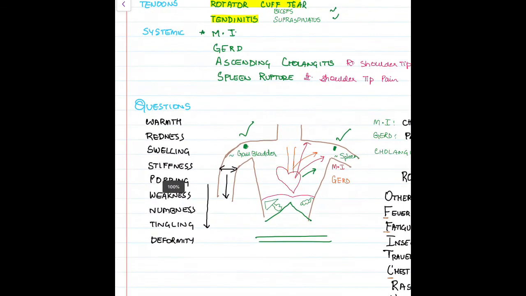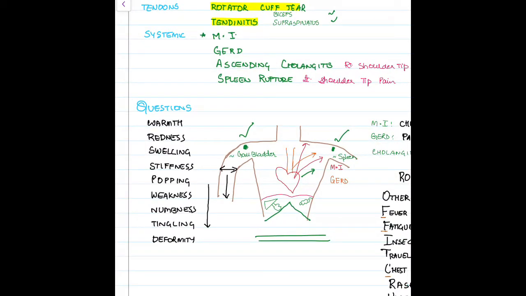And when we come to the questions, what we are going to ask, it's the same for all musculoskeletal systems. It's warmth, redness, swelling, stiffness, popping. Do you have any weakness, numbness, tingling, or deformity? That is important over here. Did you notice any loss of contour in your shoulder? So deformity is one extra thing that we ask over here.